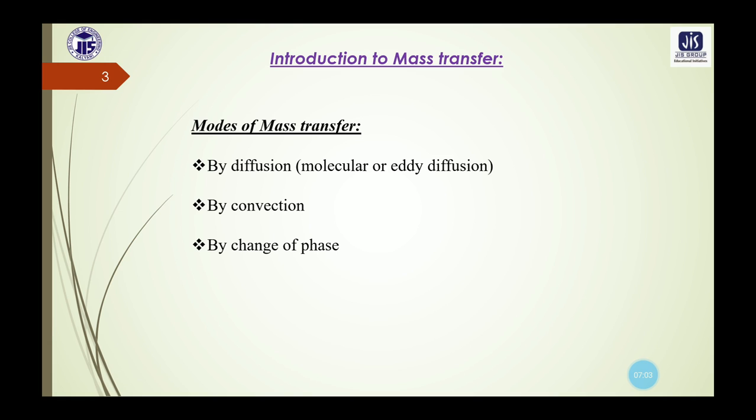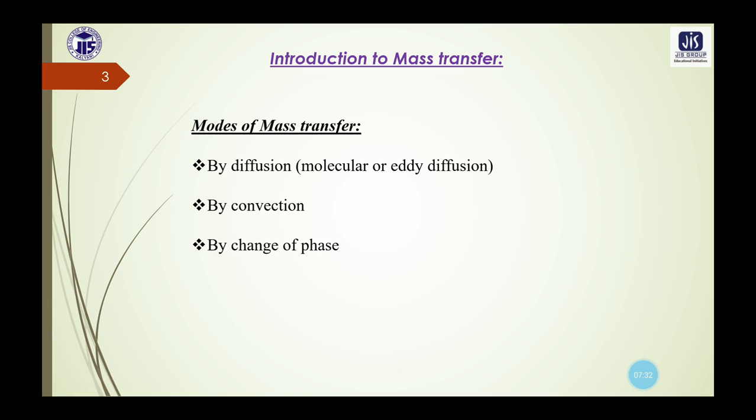What may be an example of eddy diffusion? The dissipation of smoke from a smokestack. The turbulent motion causes the mixing and transfer of the smoke into the ambient air. Such eddy diffusion is much more rapid compared to molecular diffusion. So this is the concept of mass transfer by diffusion.